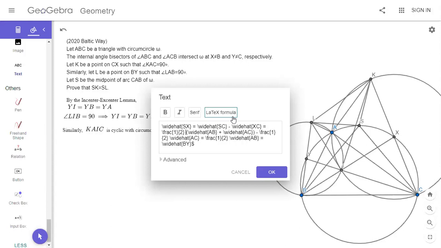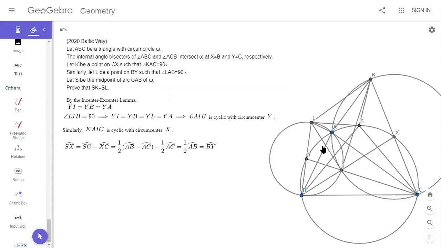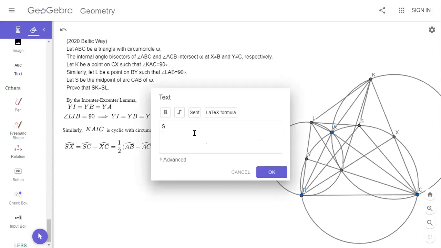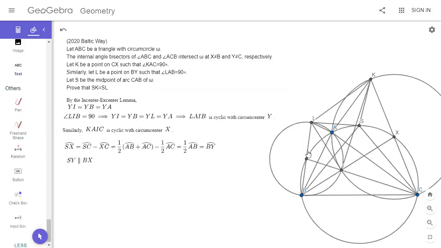Okay. And so that means that SY is parallel to BX. And then since Y is the midpoint of LB, that means, so SY is parallel to BX. I'll just say that means that SY is perpendicular to LI.